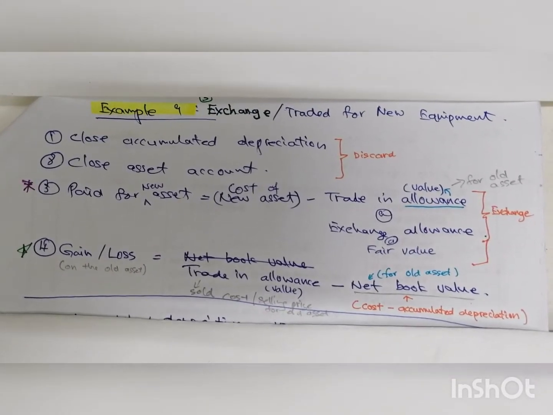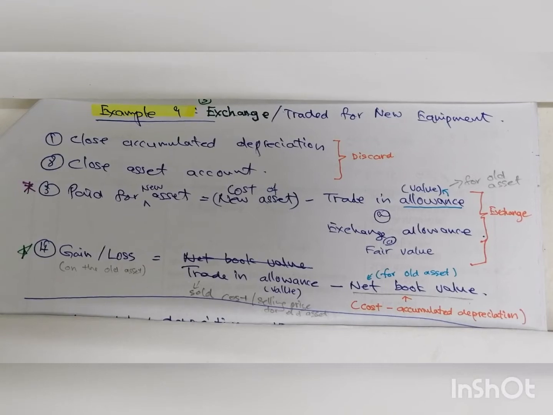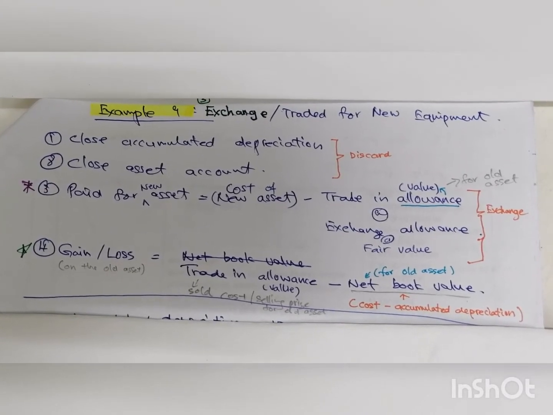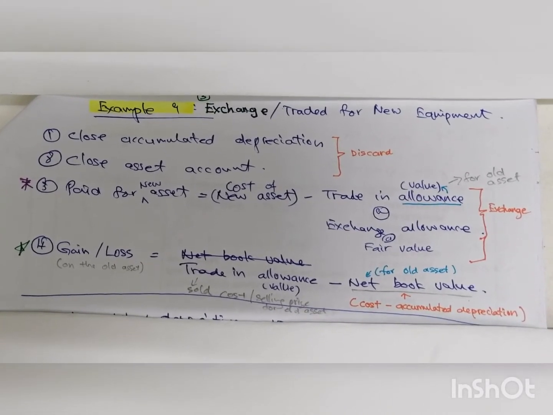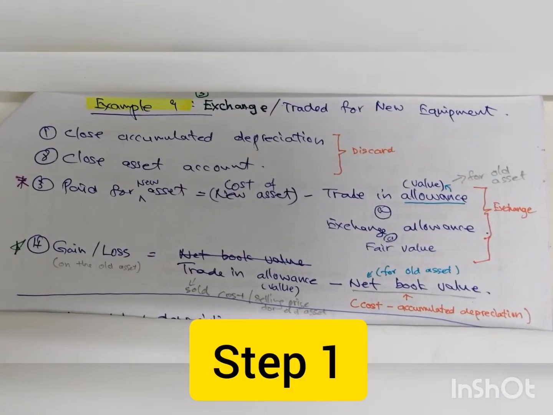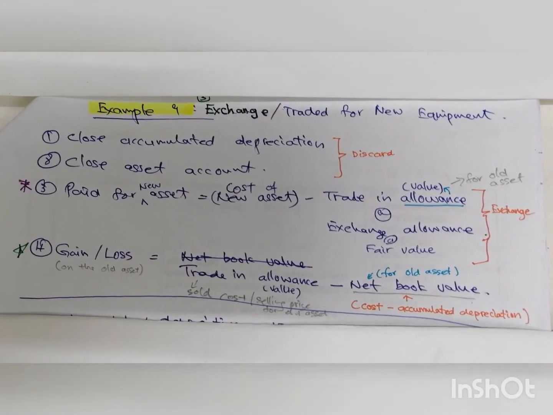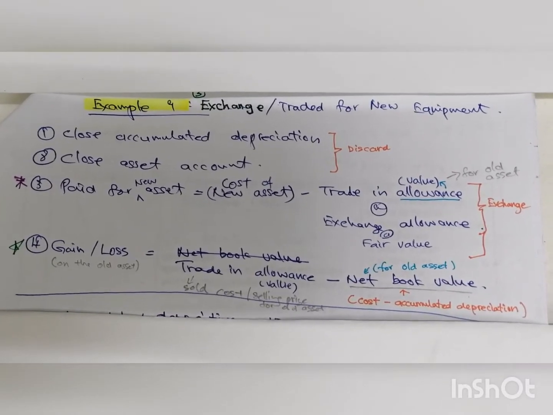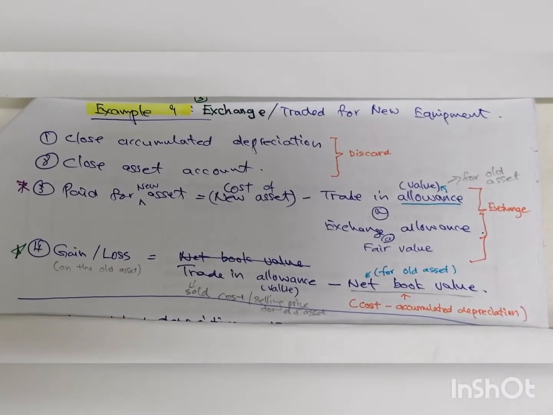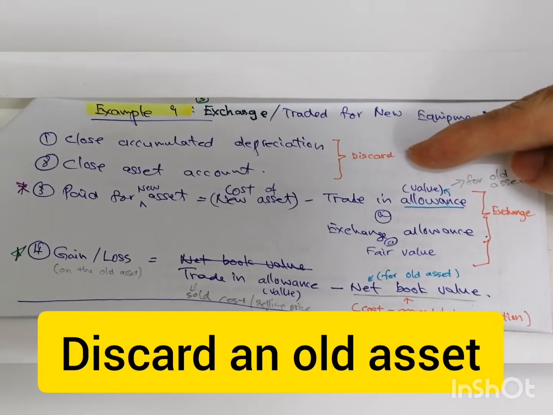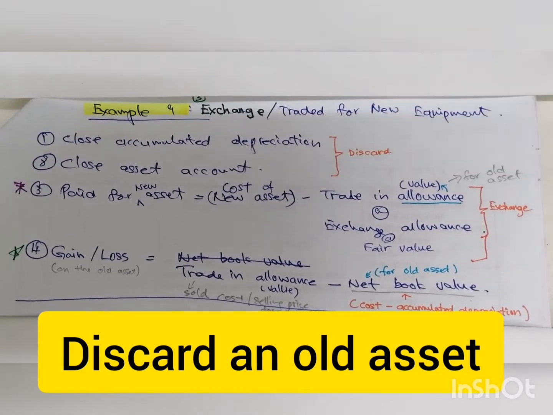As you see here, we have 4 steps to do these questions for exchange or traded for new equipment. Step 1. To close accumulated depreciations. Step 2. To close asset account. The purpose of this is to discard the property.